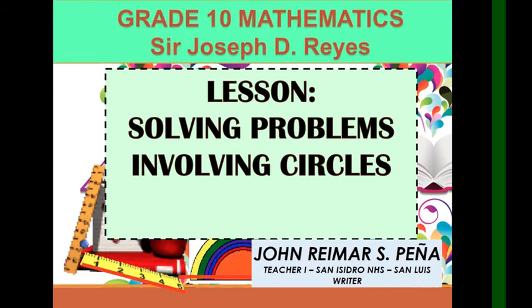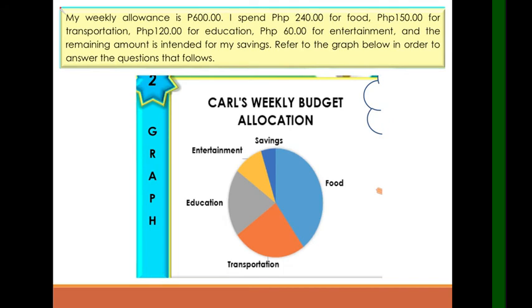Thanks. And now let's proceed to our main topic for today, which is all about solving problems involving circles. Example number 1. My weekly allowance is 600 pesos. I spend 240 for food, 150 for transportation, 120 for education, 60 for entertainment, and the remaining amount is intended for my savings. Refer to the graph below in order to answer the questions that follow.